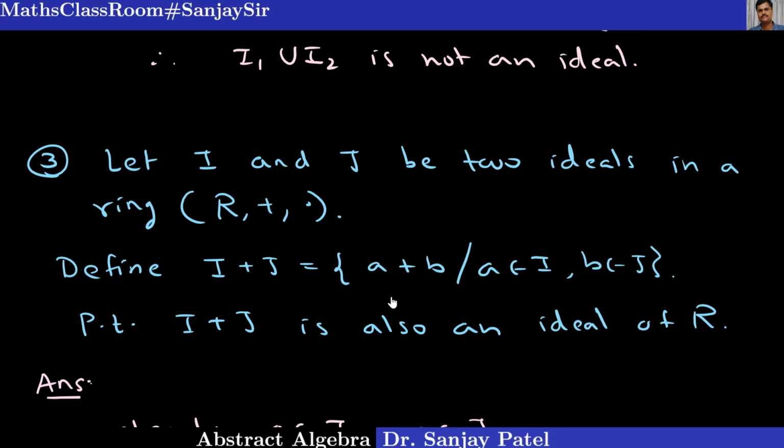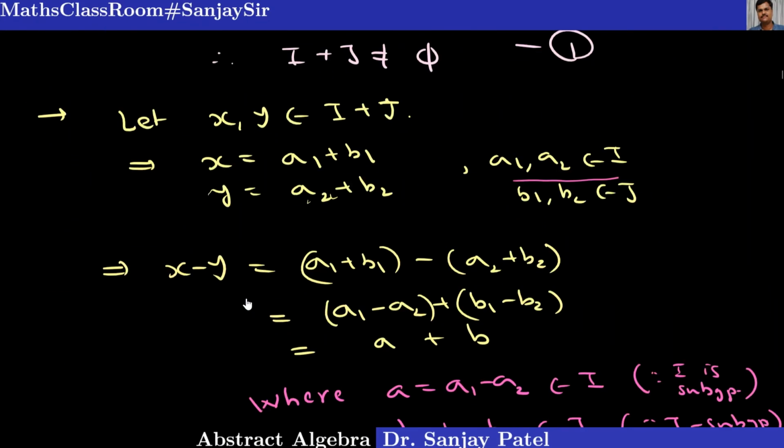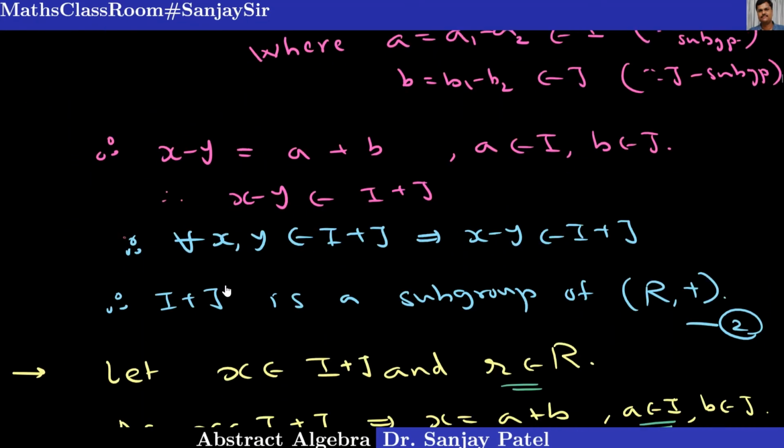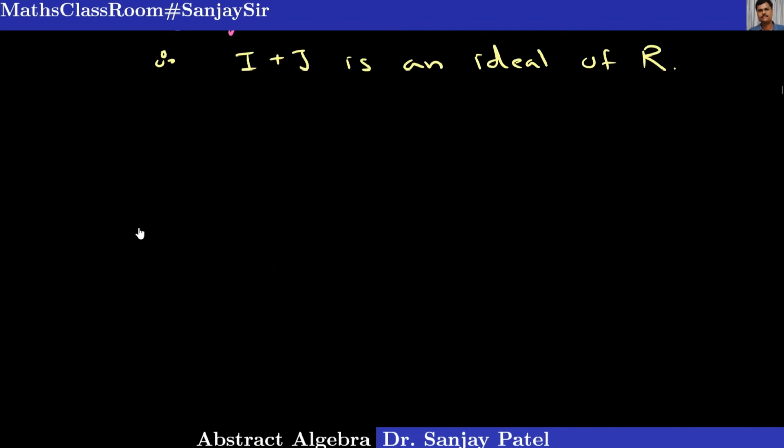And the third example says how to construct a new ideal from the given two ideals by adding the two sets in this manner. And this is a useful example. And finally, we just note some important things about ideals. An ideal is always a subring of a given ring. So, a few remarks about ideals.